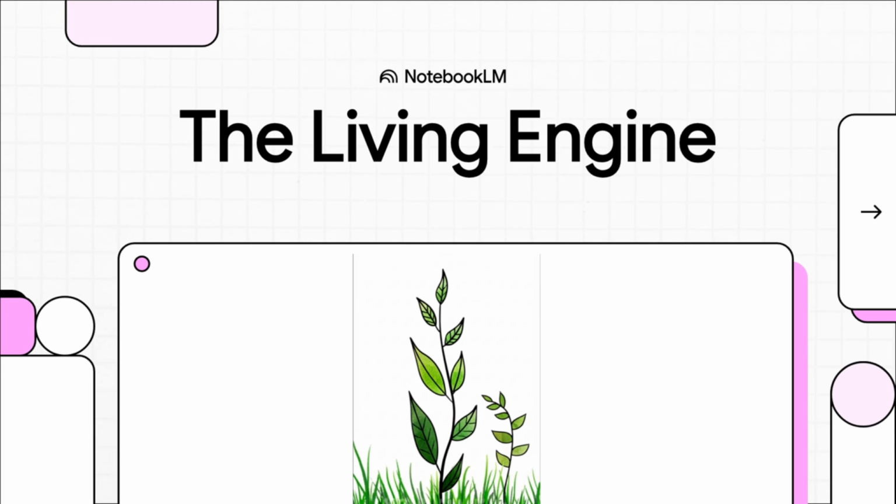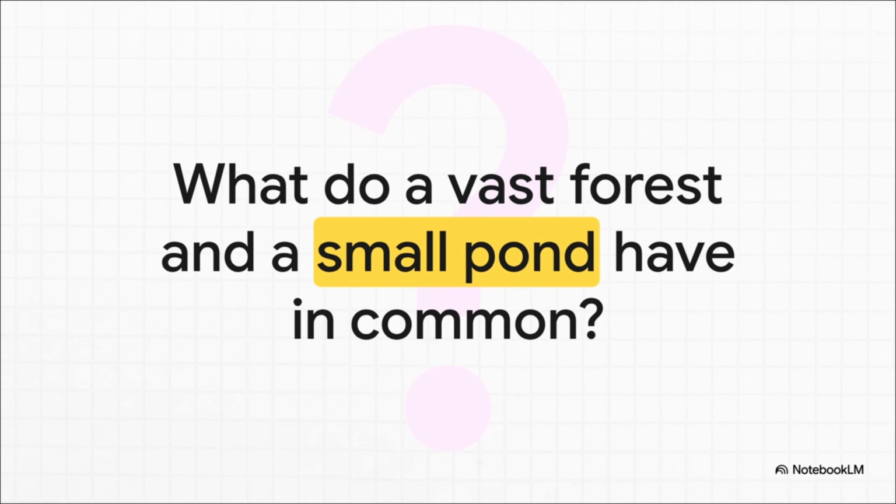And our whole journey starts with a pretty simple question. So, what could a massive, sprawling forest possibly have in common with a tiny, quiet little pond? I mean, on the surface, they seem like completely different worlds, right? But believe it or not, they are both running on the exact same fundamental operating system. And if you can understand that system, you can understand pretty much all life on Earth.